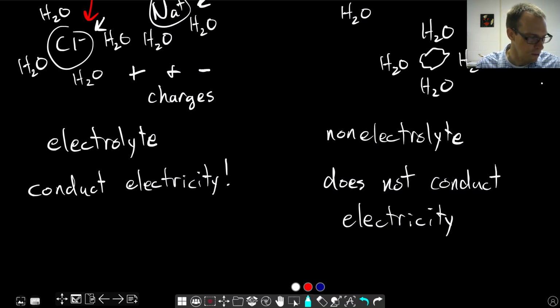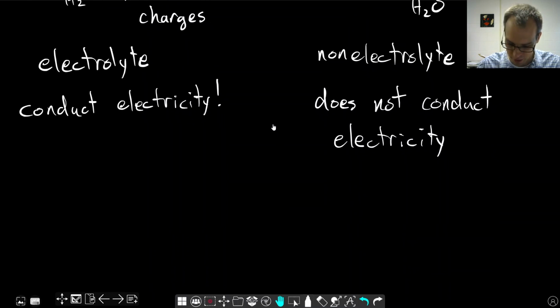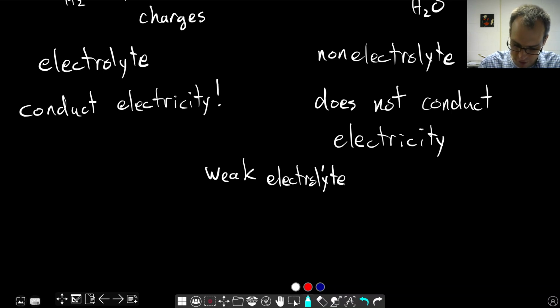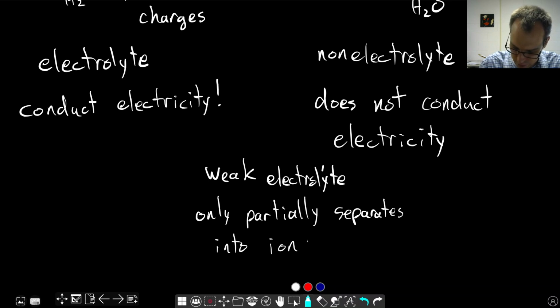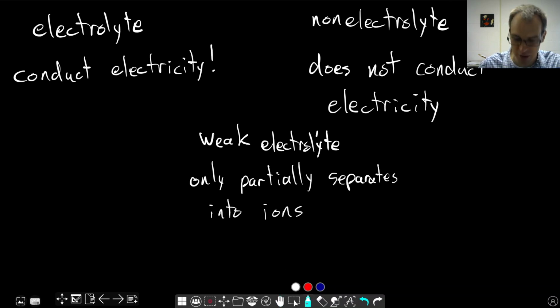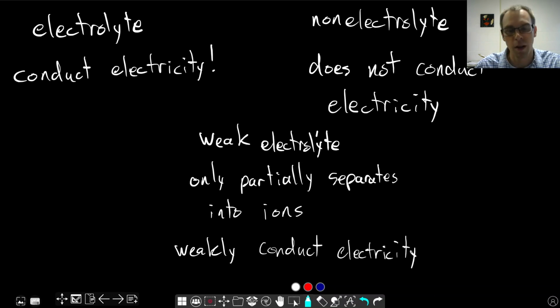Now, there is something that's in between electrolytes and non-electrolytes. And these are weak electrolytes. So I'll just mention those here before I forget to do that. A weak electrolyte is something that only partially separates into ions. And we'll get more into this in future videos, but I just want to mention that is a possibility, and these, as you might expect, only weakly conduct electricity. So they conduct electricity, but not very well. All right, and so that concludes this video on electrolytes and non-electrolytes and how they behave in solution.